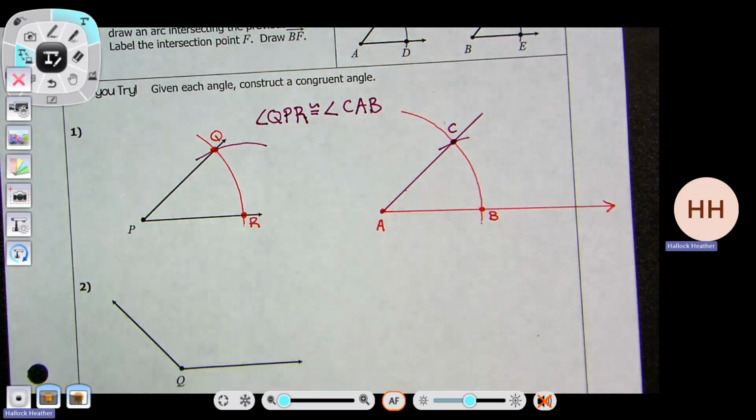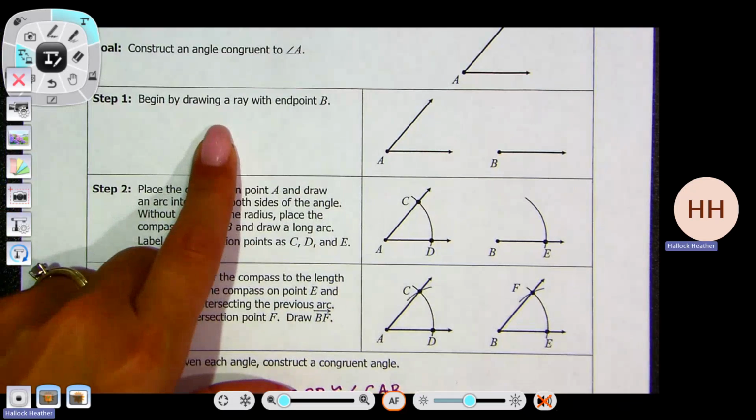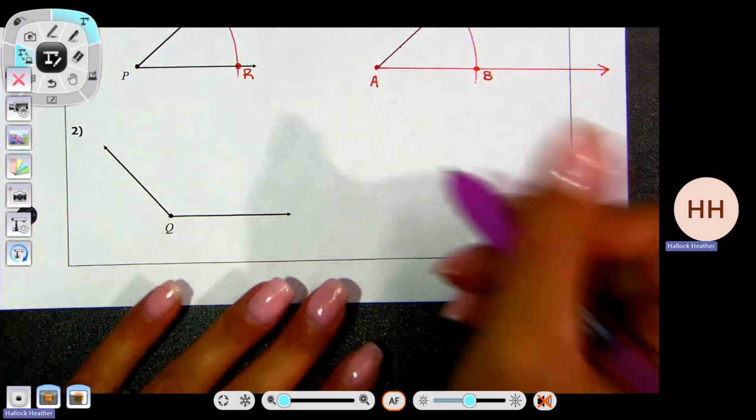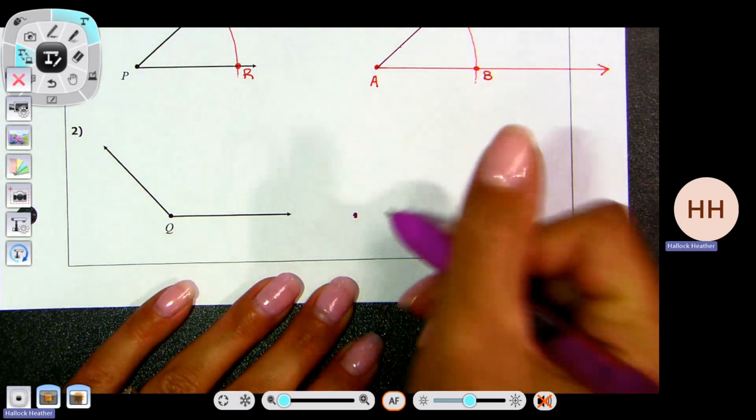So we're going to do the same thing for number 2. What you do on one side, you do on the other side. So number 2, same thing. Step 1, if you look at step 1, draw a ray. Look at your picture. We're drawing a ray. So over here, let's use X.